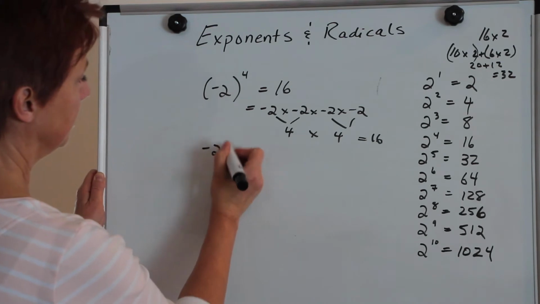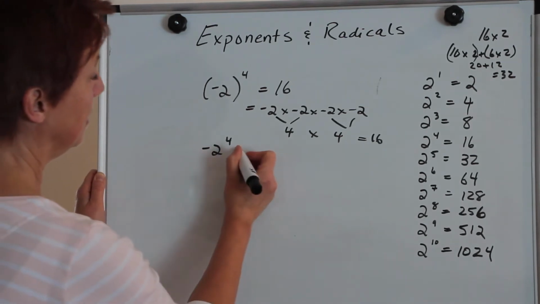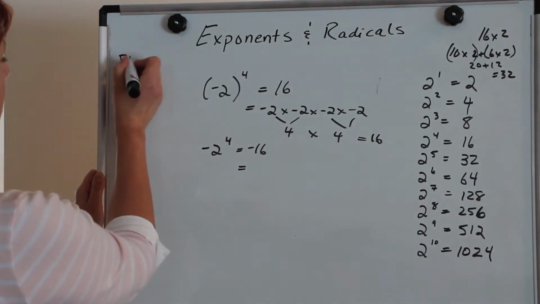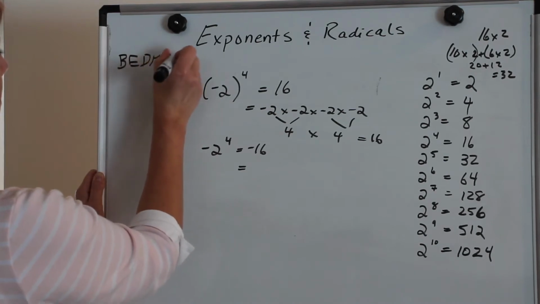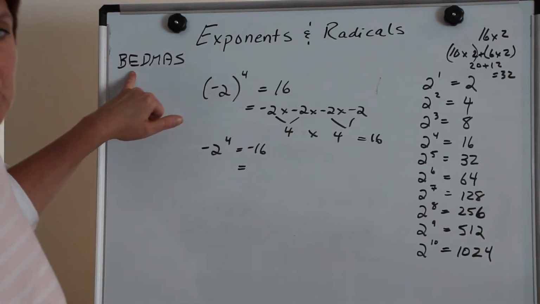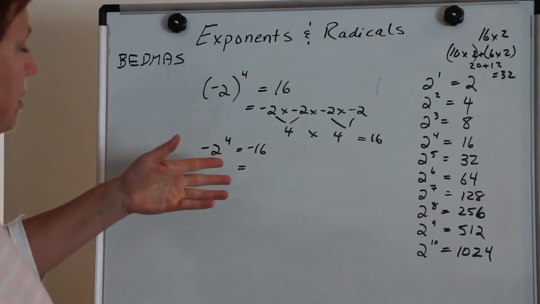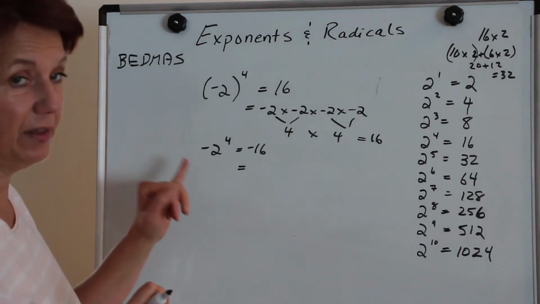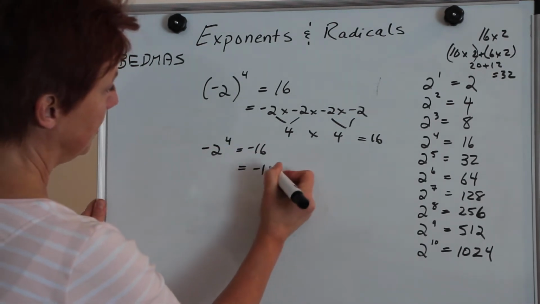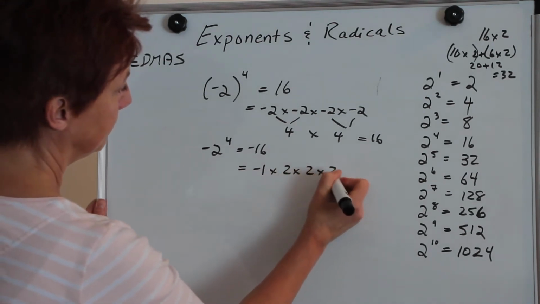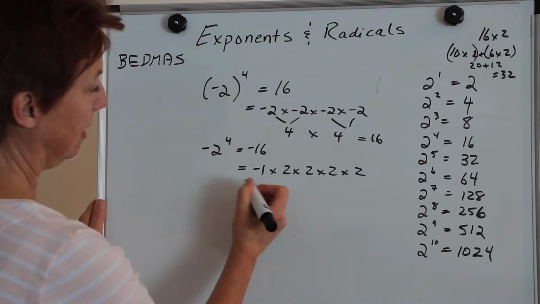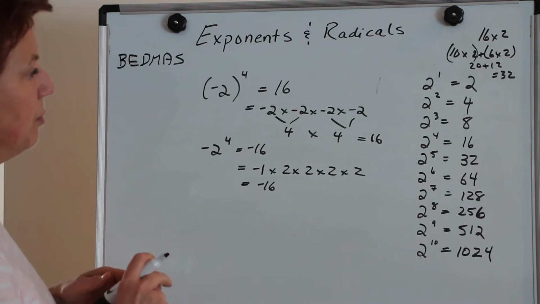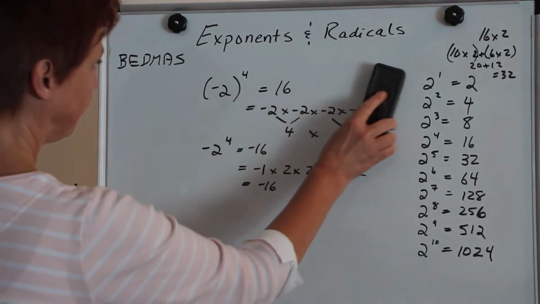But now what if you had this? Now that is going to be negative 16, okay? And here's why. Because what you're doing is you're following those BEDMAS rules, right? BEDMAS says we have to do exponents before we do multiplication. So what exponent work do we have here? Well, we have 2 to the 4. It's the 2 that's being raised by the 4, not the negative. So in an expanded form, here's what this one looks like. And this gives us negative 16, right? So be very, very careful with that. It's really important to take notice of those brackets, okay?